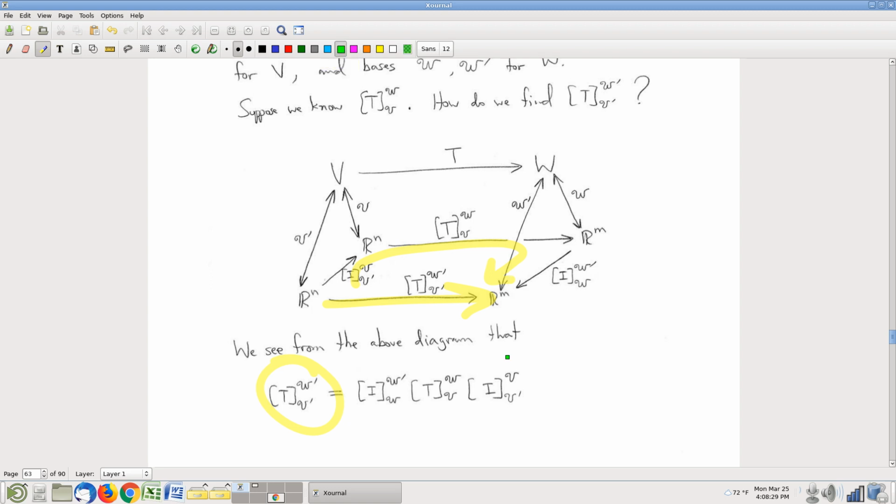So first, convert from V prime coordinates to V coordinates. Then do the linear transformation with respect to bases V and W. And then lastly, convert the output W coordinates into the desired W prime coordinates. So no big deal. Instead of multiplication by just one matrix, you're multiplying on one side by one change of basis matrix, on another side by another change of basis matrix. And that's what that is. So no big deal in the process.